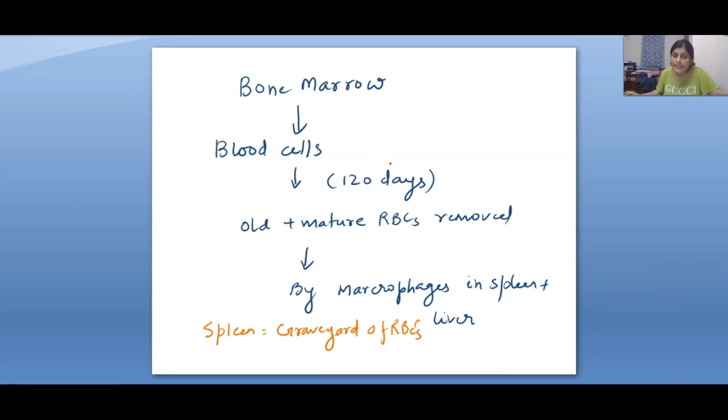The life of a blood cell, here I am mentioning RBC, is generally 120 days, and after 120 days the old and mature RBCs are removed by macrophage cells present in the spleen and liver, where they are engulfed or ruptured. You must remember that the spleen is also called the graveyard of RBCs, because here the RBC finally dies. So the lifespan of RBC is 120 days, and after that it is taken up by the spleen and liver, and so the spleen is called the graveyard of RBC.